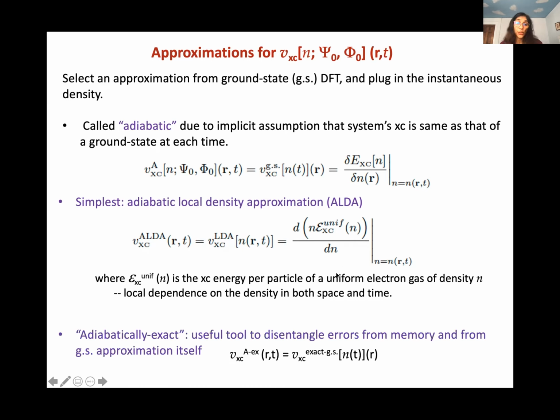Okay. Now, we can see that errors are arising in such approximations from two sources. One is from the choice of the ground state functional approximation, and the other is from actually making the adiabatic approximation itself. So in cases where we can access the exact ground state functional, it's very useful to look at what's called the adiabatically exact functional or potential, where you insert the time instantaneous density into the exact ground state exchange correlation potential. And so this would isolate effects due to simply memory.